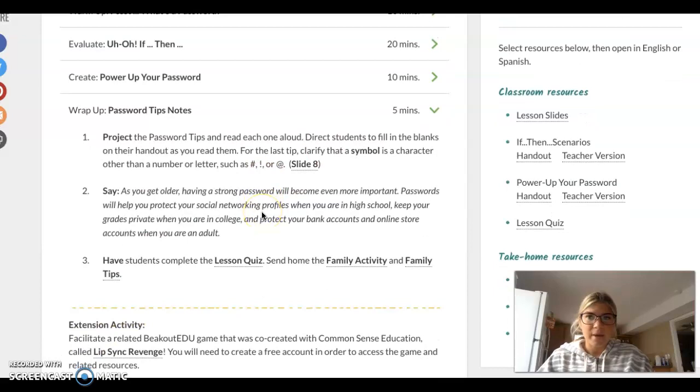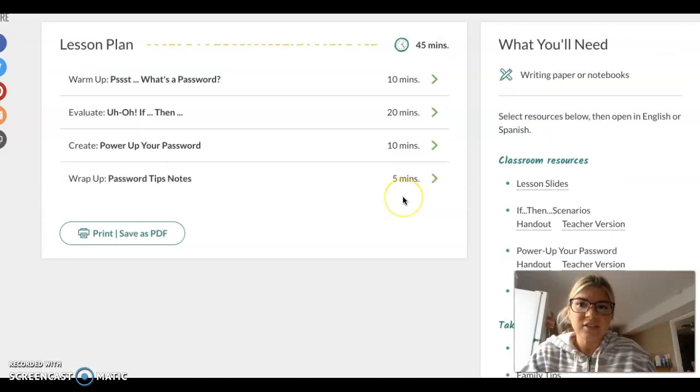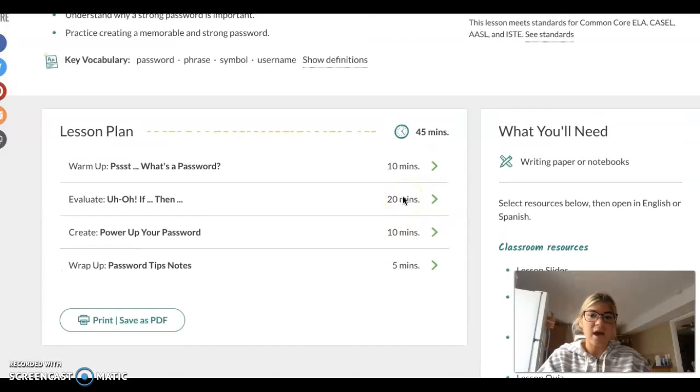To wrap up, just go over some tips, which also include using a symbol. Then it talks about the importance of having a strong password as you get older. I just think this is a really good lesson because having a well thought out password is very important, especially as you get older and are trying to protect things like your credit card information. I think it's good to get this engraved in the brains of young kids, so they can come up with great passwords and use them throughout their lives.